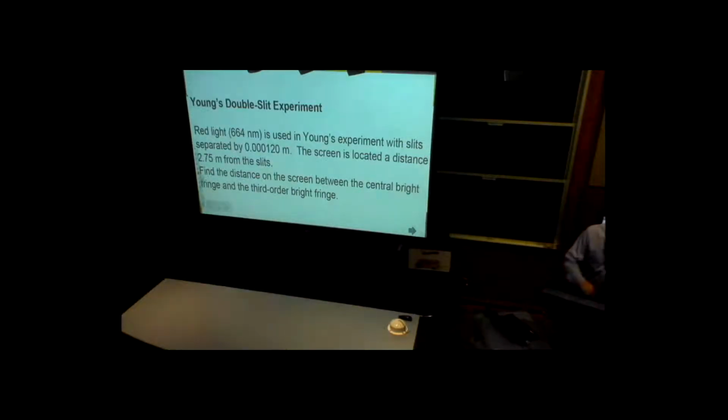And now we've got to solve a problem. So red light has a specific wavelength, but it has a range. This is one of the examples. It is used in Young's experiment. Thomas Young published the first paper on this material in 1801. So the double slit experiment has a name, Young's experiment, and we know the spacing between the slits, and how far the screen is. That's it.